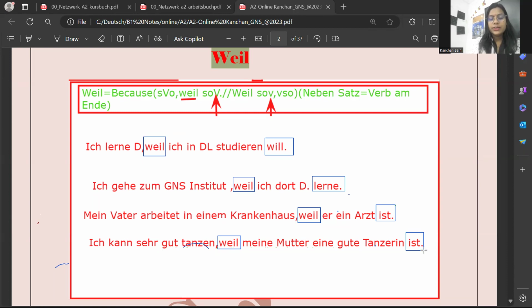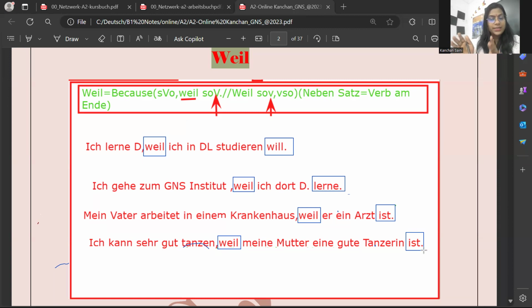Earlier, you were using the connector denn, but now you have one more option. So, now, just to give the reason to justify something, you have two connectors. One is denn, and the second one is weil. Any connector you can use, it's up to the user. But the sentence structure is a little different.